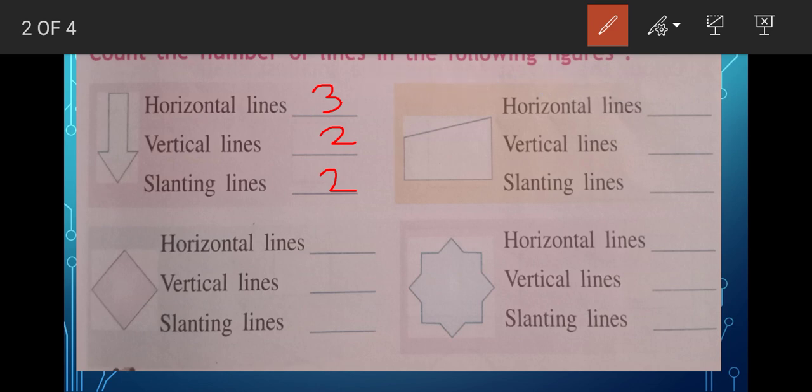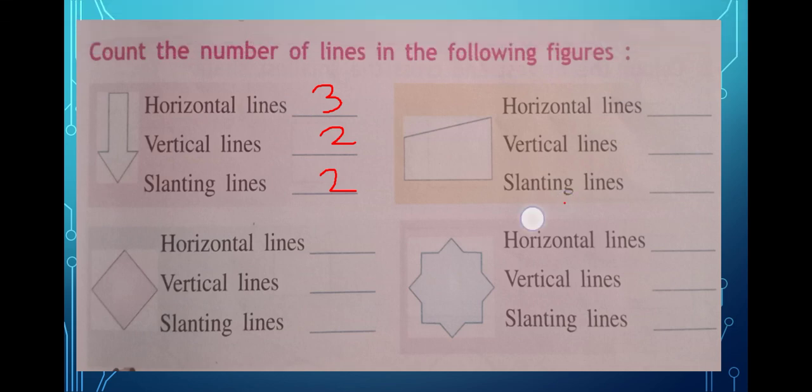Now the next one is this figure. Let us count this figure now. Here how many horizontal lines are there? This is one horizontal line. Do you think this is a horizontal line? No, this is not horizontal, it is slanting, isn't it? It is slanting, so we don't call it a horizontal line. So horizontal line is only one.